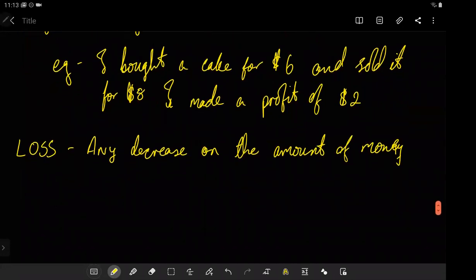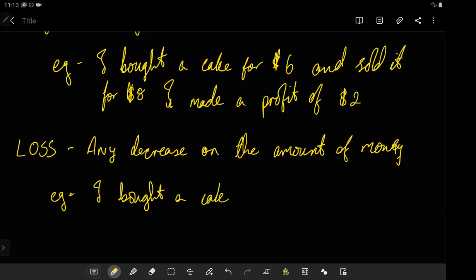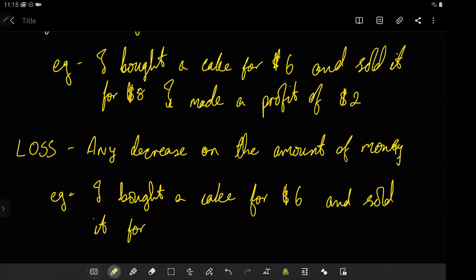So, exact same example, but instead I bought a cake for $6 again. Let's say a friend wanted it. I say, well, since it's my friend, let's sell it for $4.